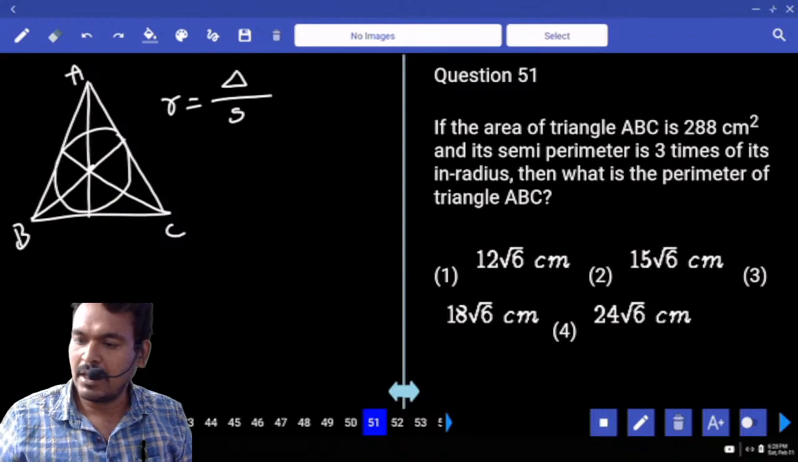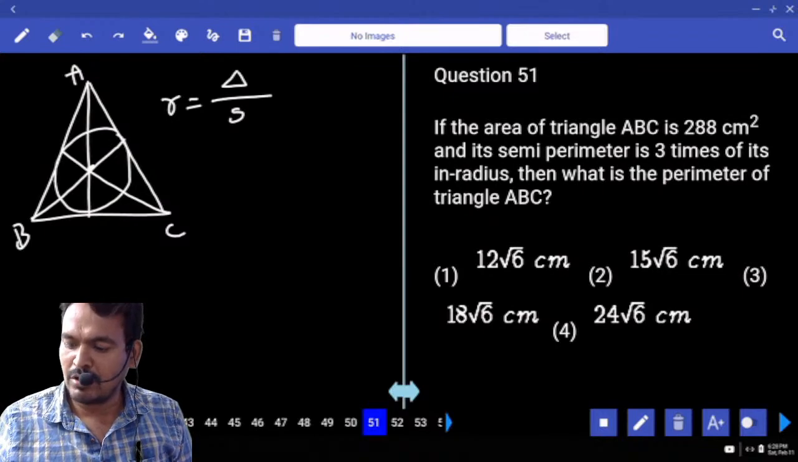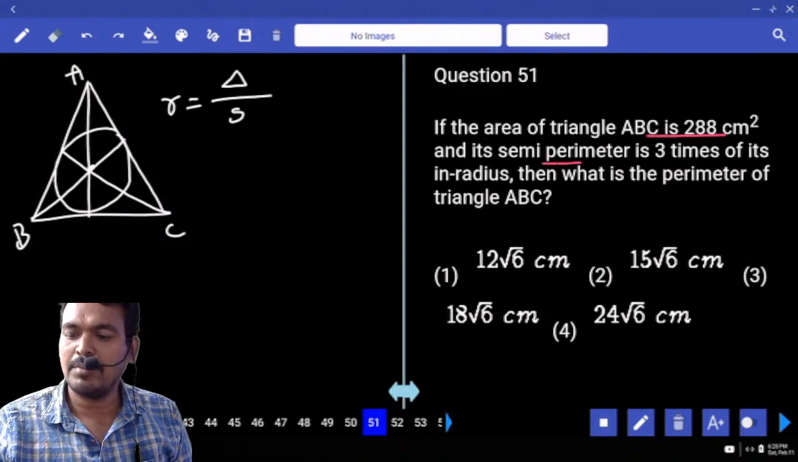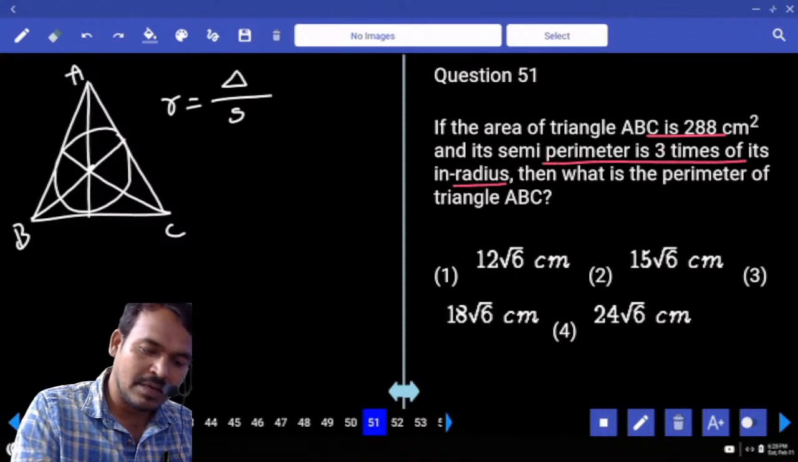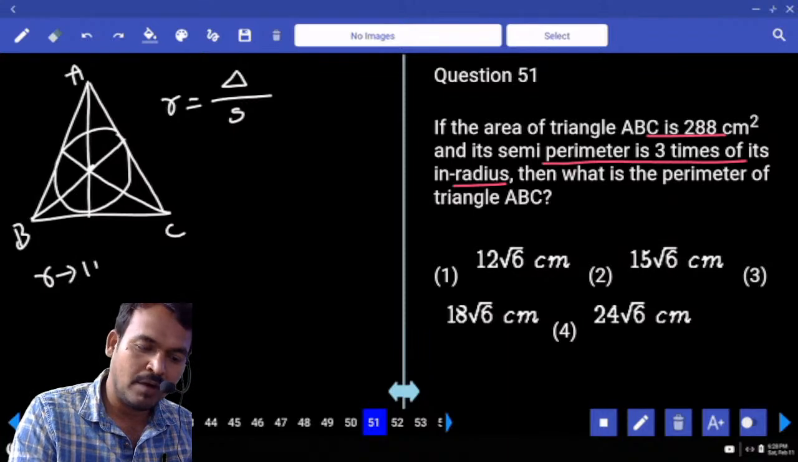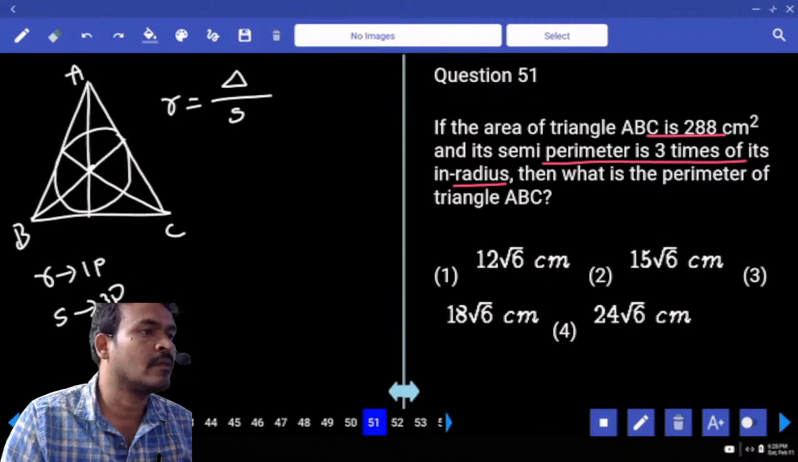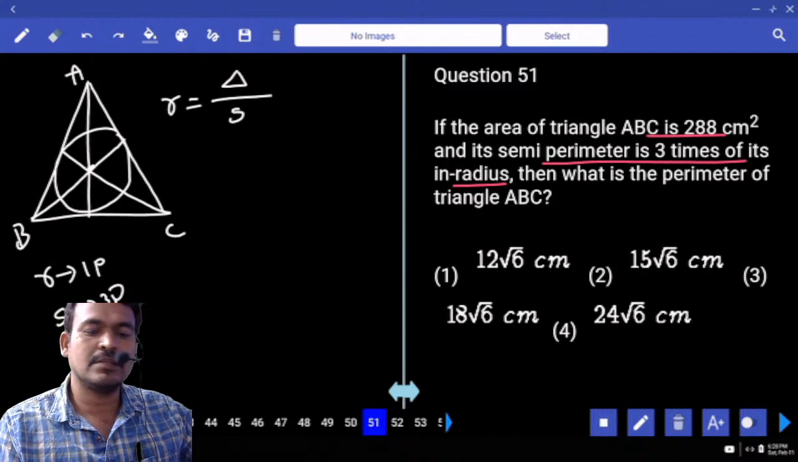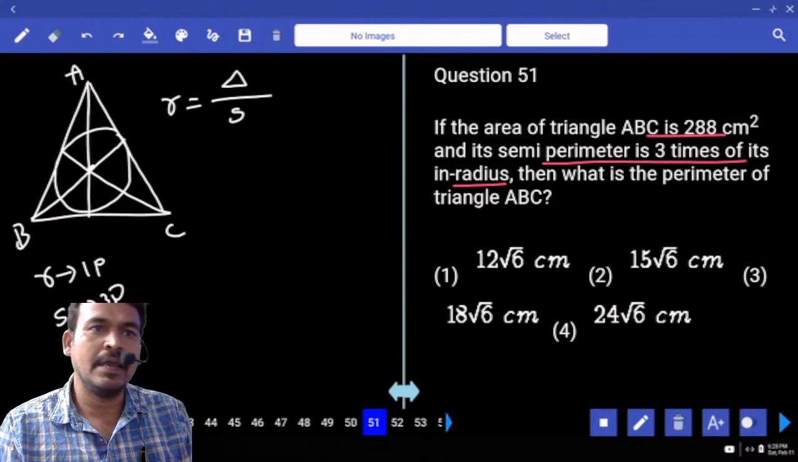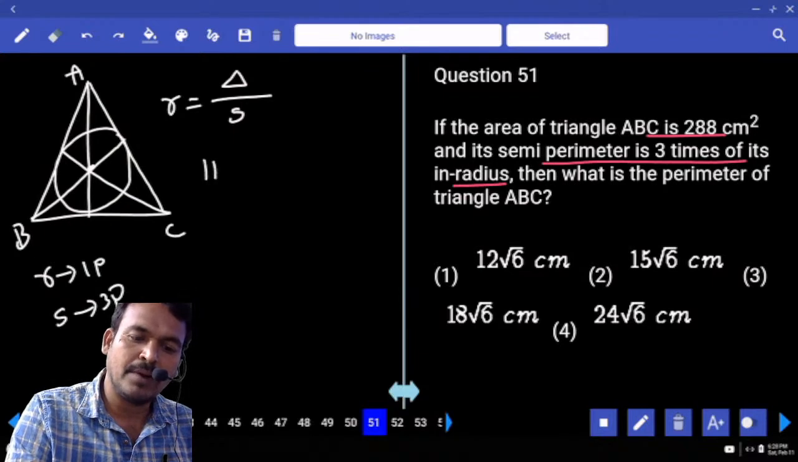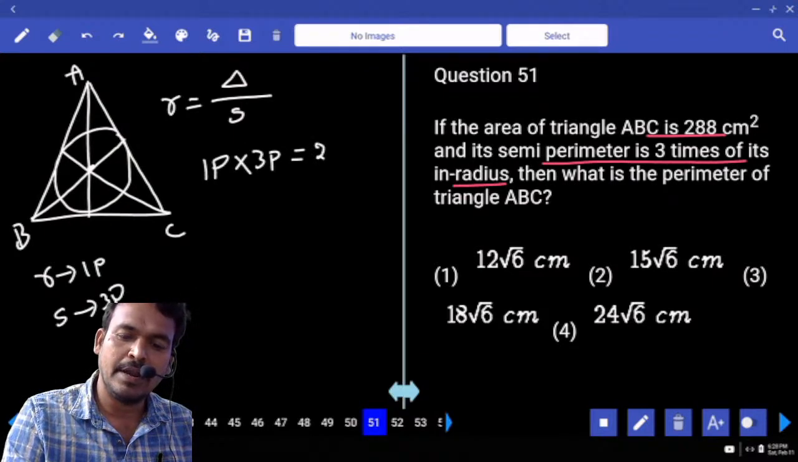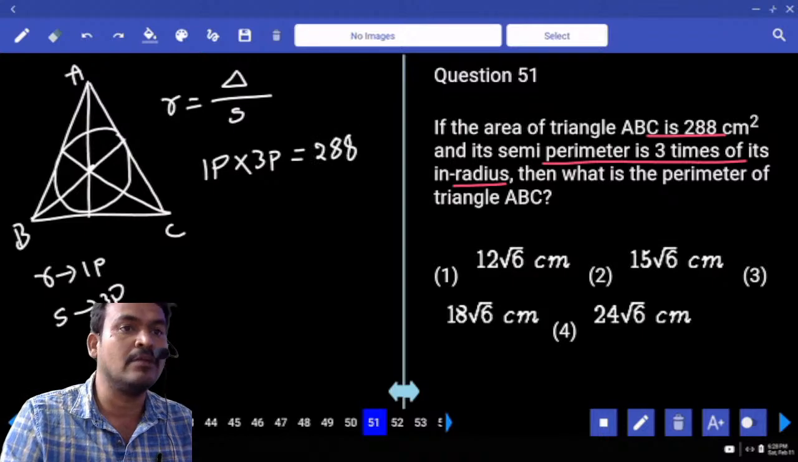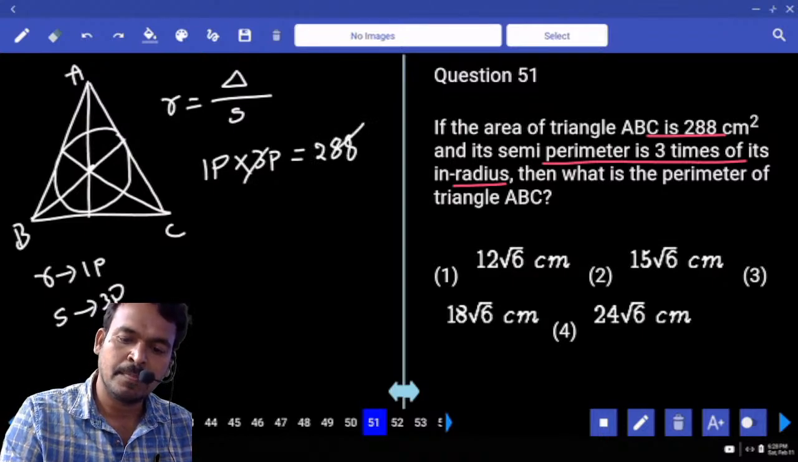Here, the area of the triangle is given as 288, but the semi-perimeter is 3 times the inradius. So the inradius is 1 part and the semi-perimeter is 3 parts. R into S equals the area, so 1 part into 3 parts equals 288.